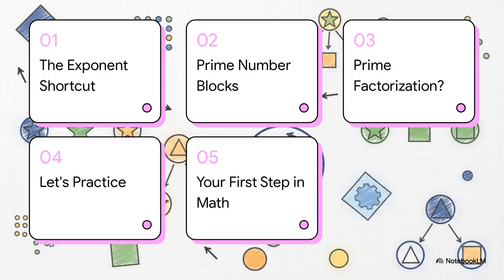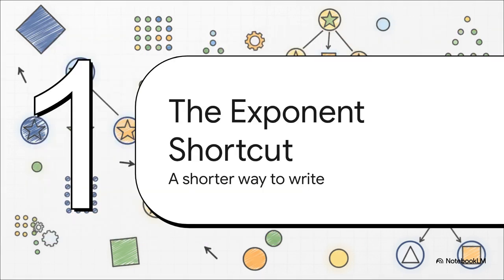So here's our game plan for today. First, we'll learn a handy little trick called the exponent shortcut. Then, we'll talk about prime numbers, which are kind of like the Legos of math. After that, we'll figure out what prime factorization is, practice it together, and then we'll see why this is such a big deal for you in math. All right, first up, the exponent shortcut.